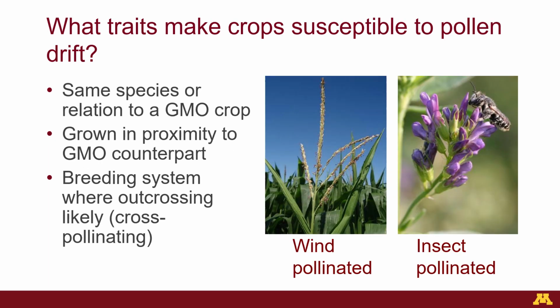Several circumstances must be in place for GMO drift to occur. First, there has to be a GMO counterpart to the crop. Next, that GMO crop must be grown near a susceptible crop. And lastly, the crop should have a breeding system where outcrossing or cross-pollination is likely. Cross-pollination is the transfer of pollen from one plant to a different plant, either by wind or by insect pollinators.